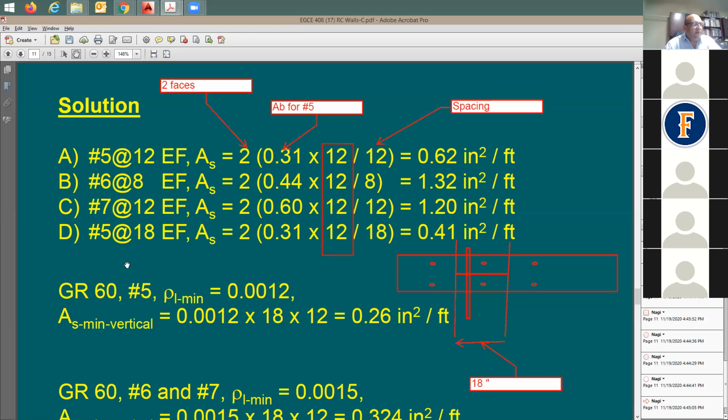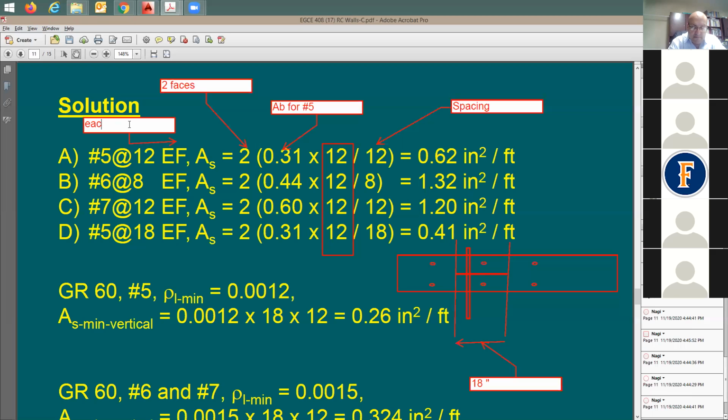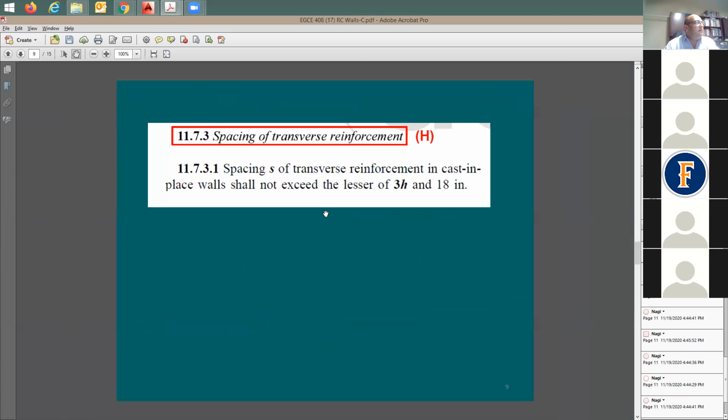Any questions on this? Do you guys understand how to do this analysis or this calculation? Yes? Professor, what does EF mean? What does EF mean? EF, good question. Each face. You see this? We say that you have two faces, right? Right. Yeah, got it. Okay.